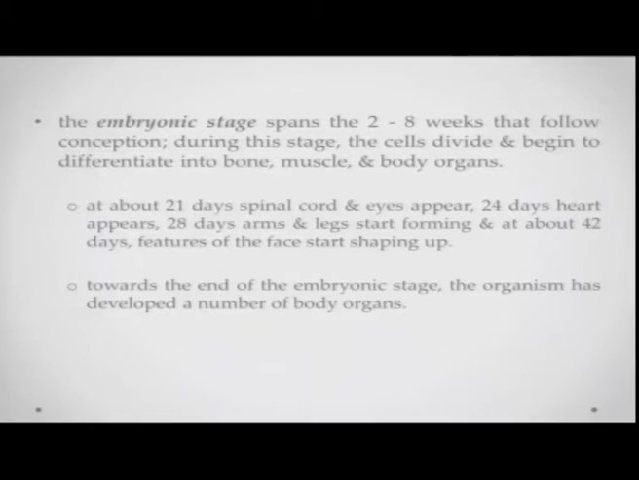From 2 to 8 weeks is the embryonic stage that follows conception. During this stage, the cells divide and begin to differentiate into different kinds of body parts like bones, muscles, and different body organs. At around 21 days, the spinal cord and eyes start to appear, at 24 days the heart starts to appear, at 28 days arms and legs start forming, and about 42 days features of the face start shaping up. Towards the end of this embryonic stage, the organism has developed a number of different body organs.